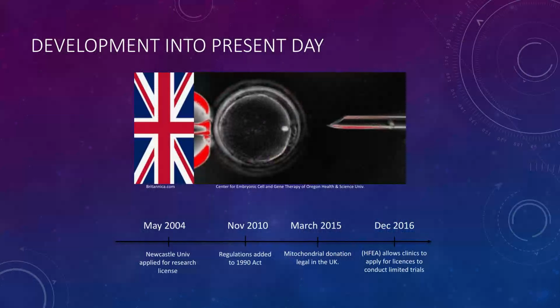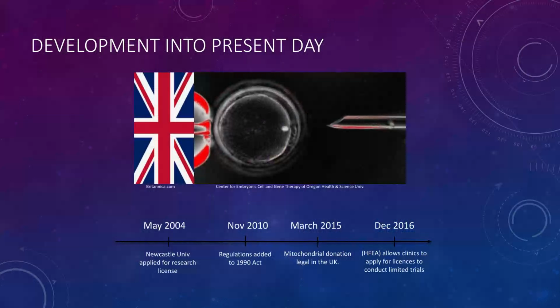This report was followed by the white paper, "Human Fertilization and Embryology, a Framework for Legislation," which was published in 1987 and formed the basis for the Human Fertilization and Embryology Act of 1990, also known as the 1990 Act. In May 2004, the team at Newcastle University applied for a research license from the HFEA to conduct research into using pronuclear transfer to avoid the transmission of mitochondrial disease. After extensive review of both the scientific methodology and the legal implications of this proposal by the HFEA, the team was granted a license in September 2005.